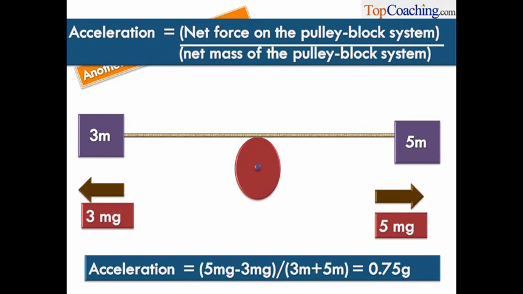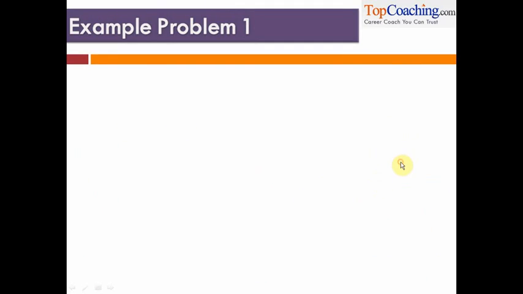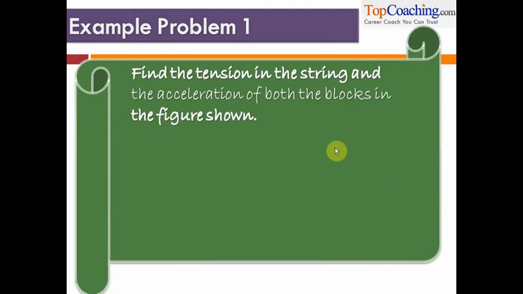Understood? So whenever you're given a pulley block system, you can stretch the string, you can assume that the right block is pulling the pulley system with a certain force, the left block is pulling the pulley system with its weight force, and the net force is equal to the net mass of the system into the acceleration of the system, isn't it? You can do that and you'll get your answer in objective type questions easily. For now, let's solve another problem.